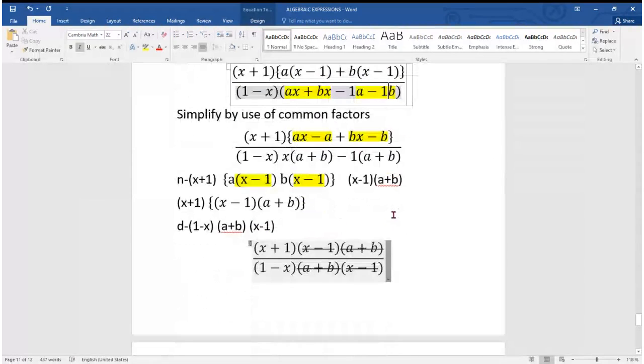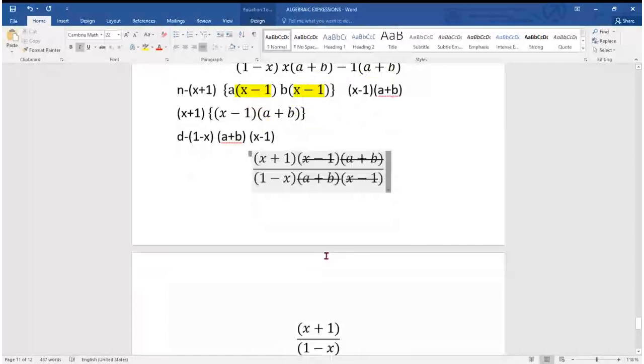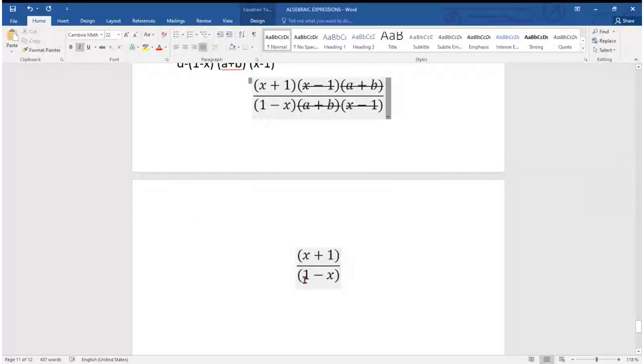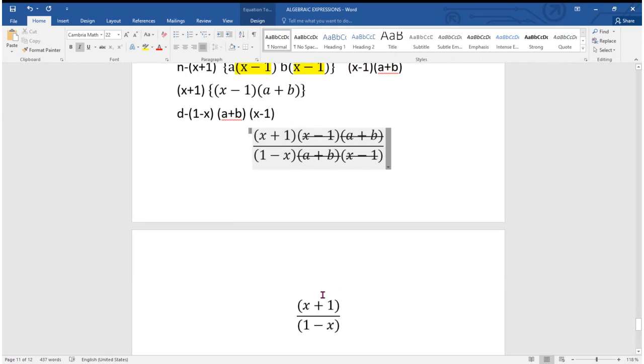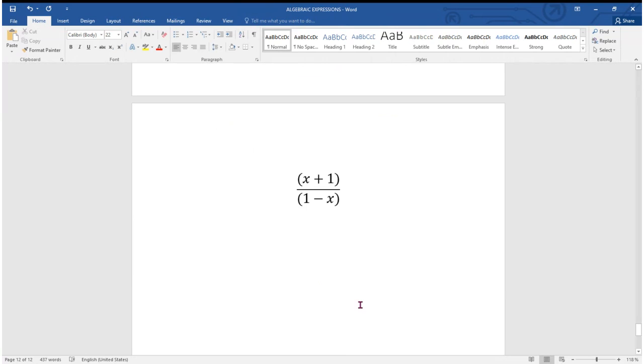So you are left with x plus 1 and 1 minus x. You cannot simplify this one further because you can see 1 is positive in both cases. x is the only one that is having the alternative sign. But if it was the other way around, x was positive and 1 was negative here, you could have simplified this one further, just like we did last time. So I wanted to talk about this, and then I go to the part of substitution.